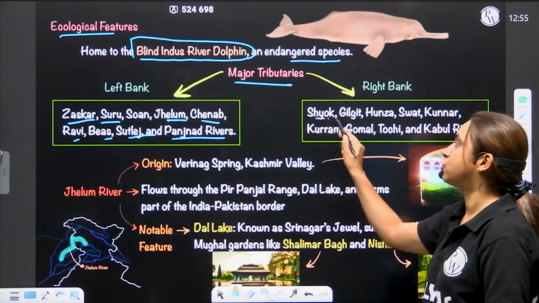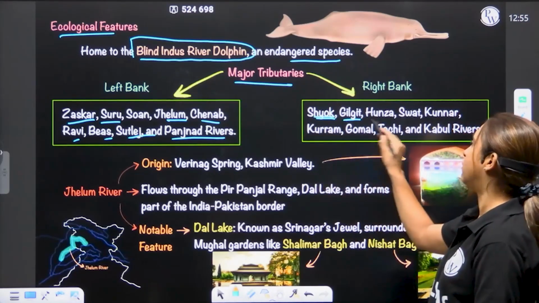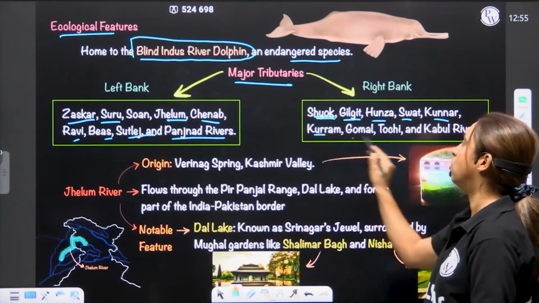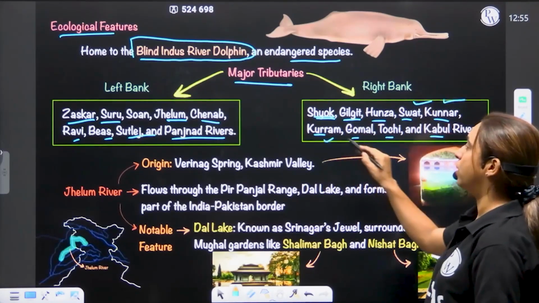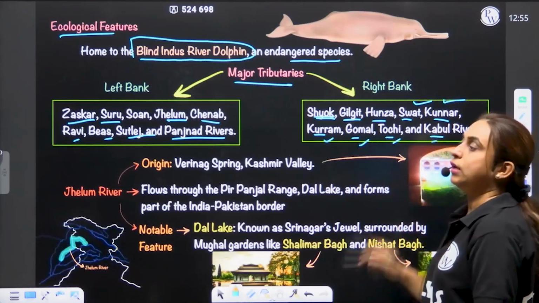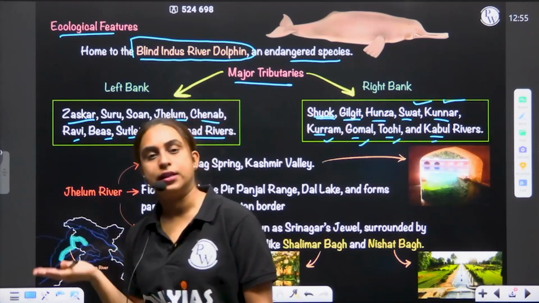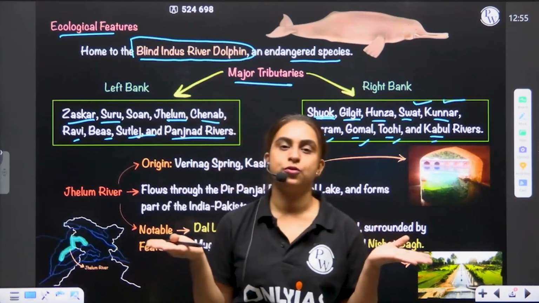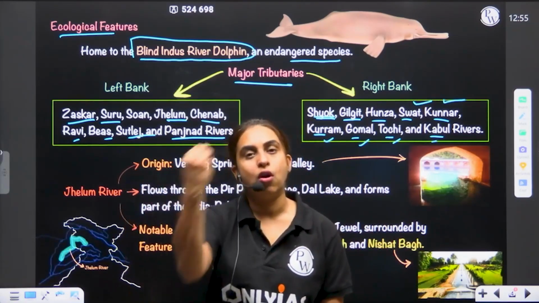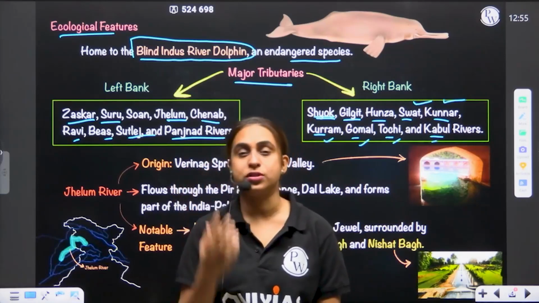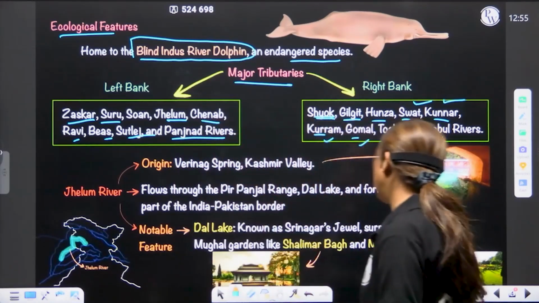On the right side, you have Shyok from Siachen, you have Gilgit, Hunza, Swat, Kunnar, Kurram, Gomal, Tochi, Kabul, all the rest. Swat, Kunnar, Kurram, Gomal, Tochi, Kabul are originating in the Pakistan region. So this is the left bank tributary, this is the right bank tributary. You need not always remember left and right, but if you look at the images, it will automatically come to your mind. Now, this was about the Indus River.